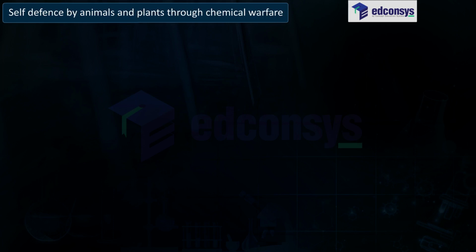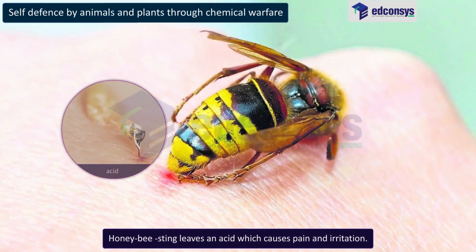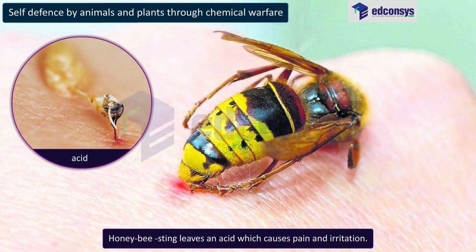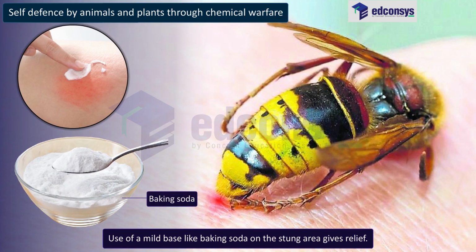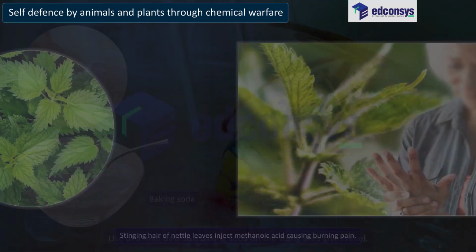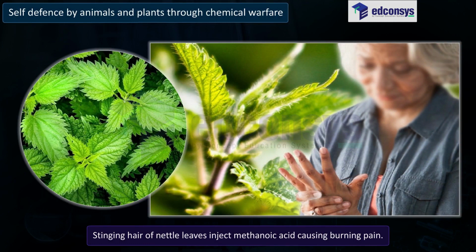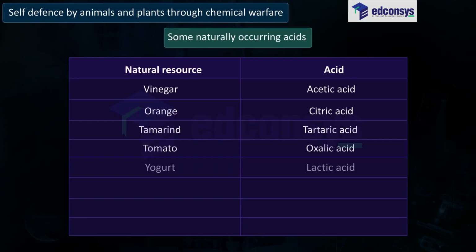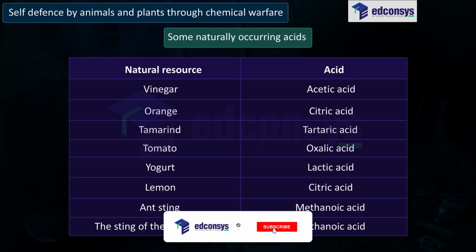Self-defense by animals and plants through chemical warfare. A honeybee sting leaves an acid which causes pain and irritation. Use of a mild base like baking soda on the stung area gives relief. The stinging hair of nettle leaves injects methanoic acid, causing burning pain. Some naturally occurring acids.